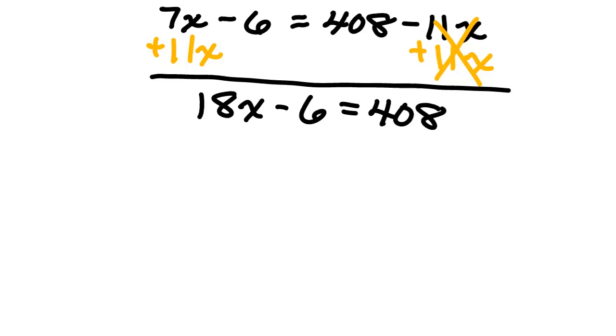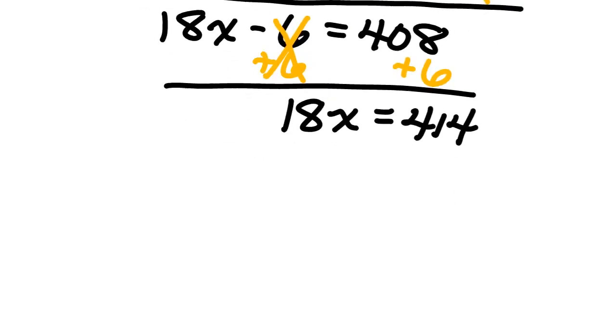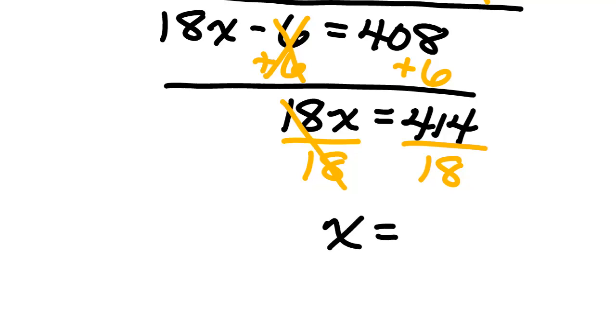What would I want to do next as I'm solving this? Add 6 to both sides. So it's going to cancel out on the left. What is 408 plus 6? 414. What do I do after that? Divide both sides by 18. Does this one come out nice and pretty? Yes, what is it? 23.